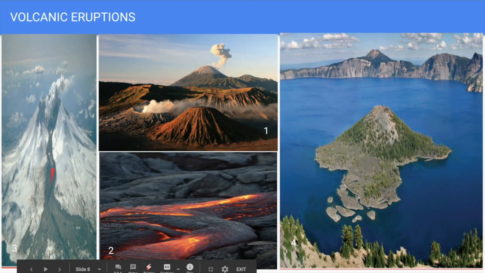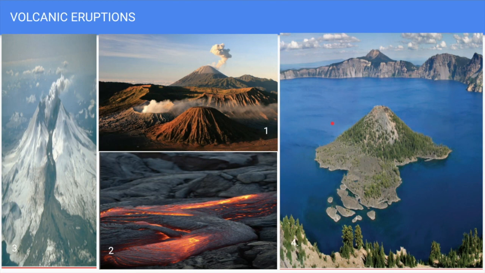Picture 3 shows us a picture of Mount St. Helens, and this is what the volcanic eruption of 1982 looked like. See how the lava is erupting and flowing down all this side. Then we have picture number 4.